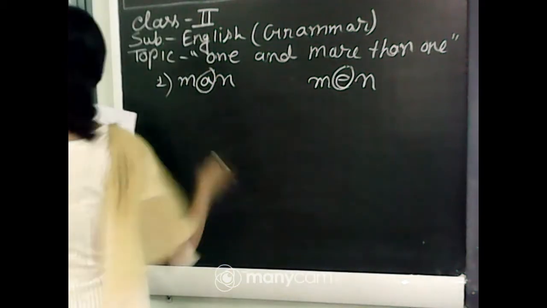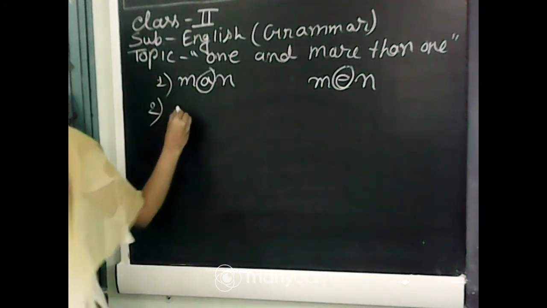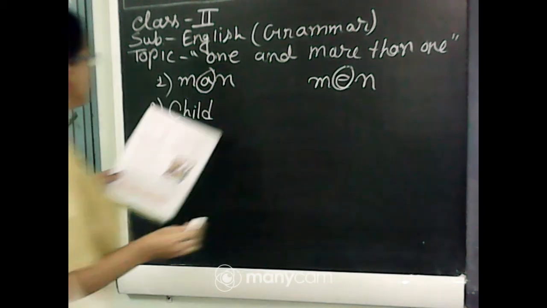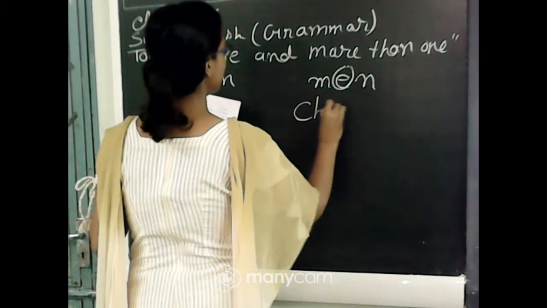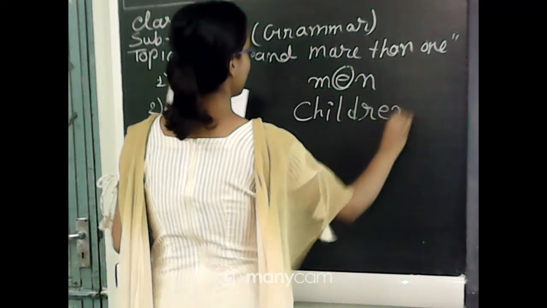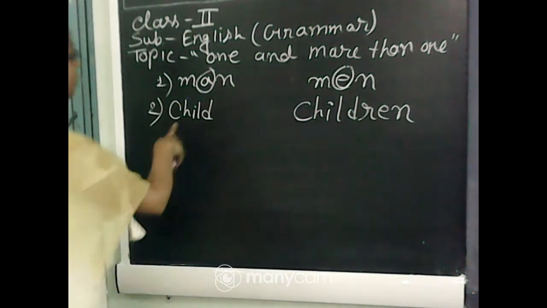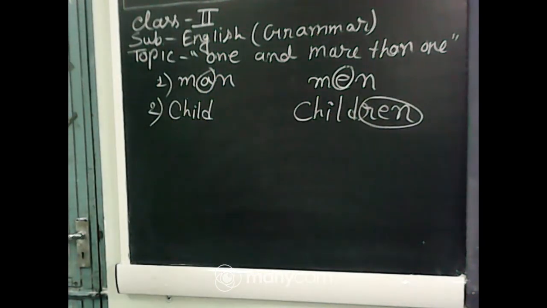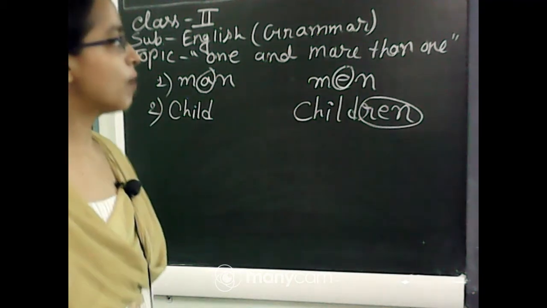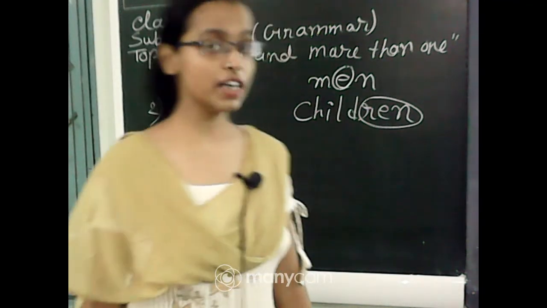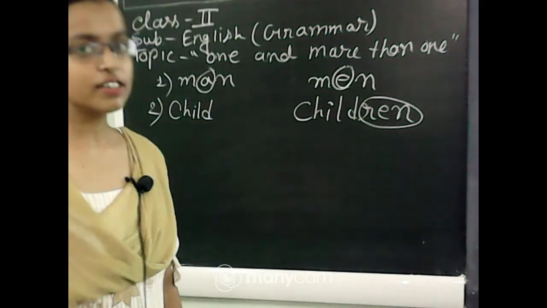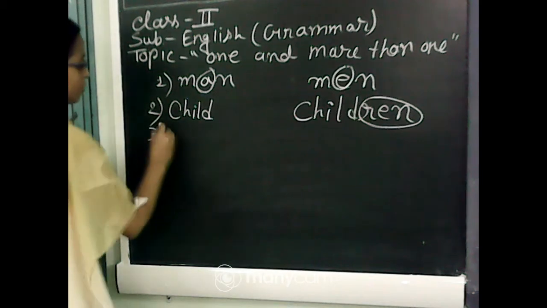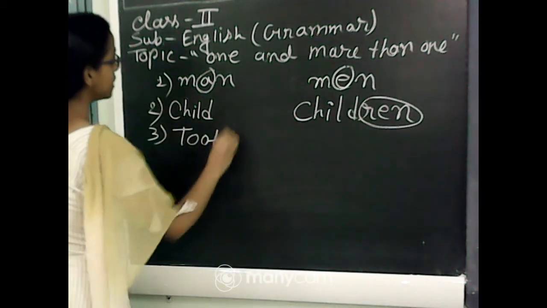Let's see other examples, like child. This is one, and when we make it more than one, we have added ren to the word child to make it plural, more than one. These words are absolutely different from the others that we have done in the previous classes. This is kind of different, so you have to keep it in mind very well.